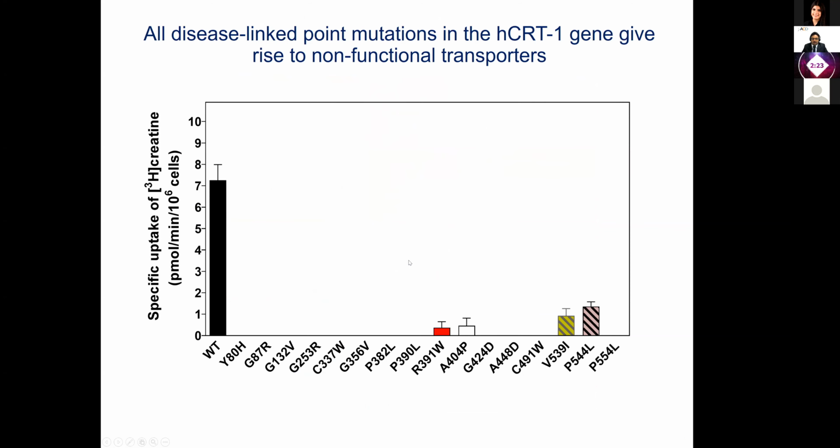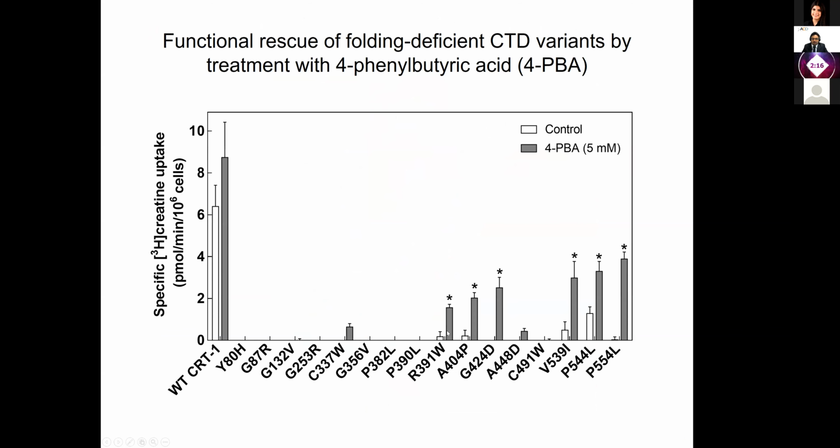So to ask this question, we treated the cells with 4-PBA. And here you can see there's a nice rescue that we observed in some cases. So the uptake was increased for some of the mutations. And this was very encouraging for us, that the proof of concept works in the case of the creatine transporter as well.